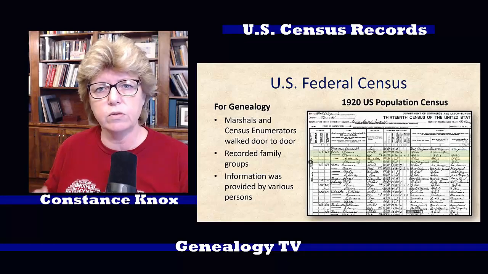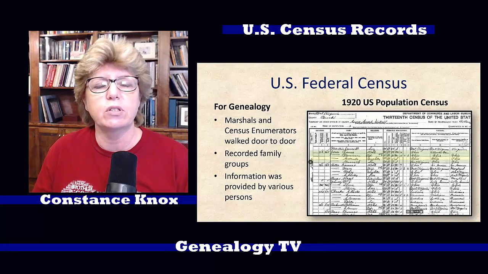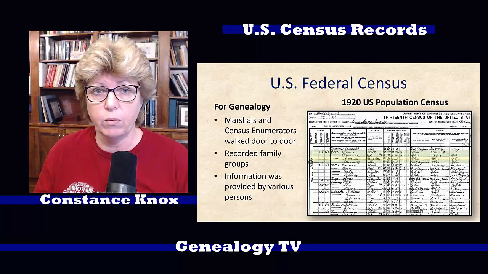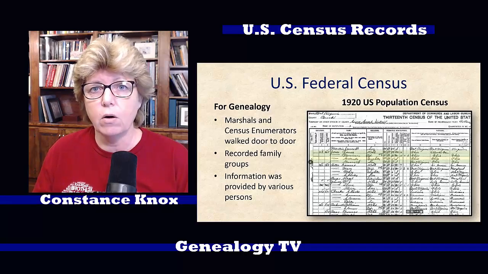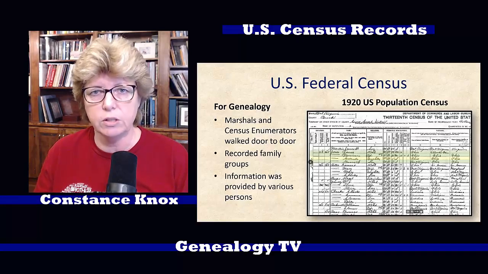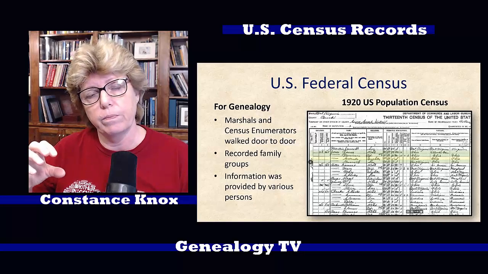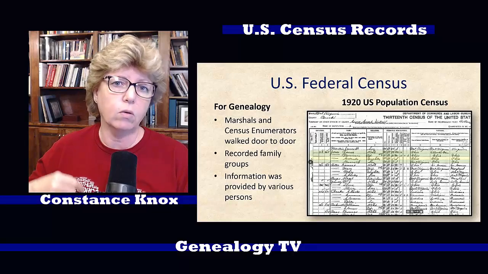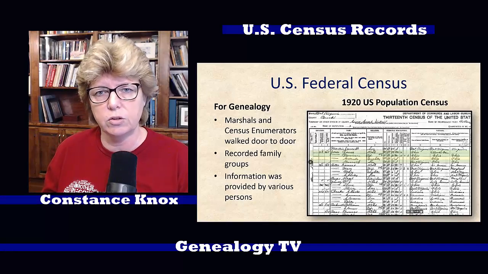If you're new to genealogy and you've never used the U.S. federal census before, you're going to find this to be probably one of the most valuable resources in your toolkit. The U.S. Marshals, and later census enumerators, would walk door to door and document each family group. In the early census records, they only documented the name of the head of the household, and later they added all names. We'll go into each one of those shortly.